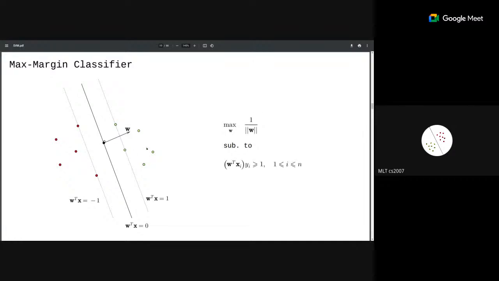Or alternatively, the actual width is what? 2 by norm W, right? This distance is, if D is 1 by norm W, the width between these two dotted lines is 2 by norm W. Is that fine?